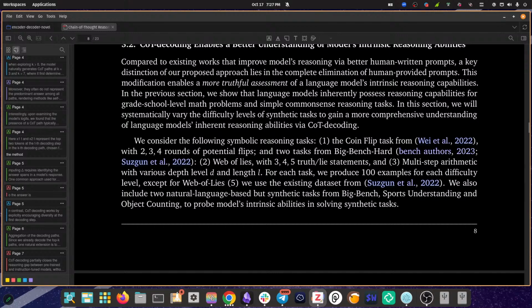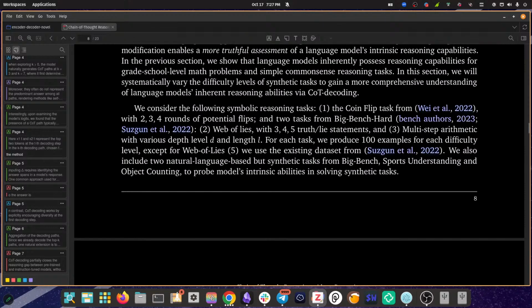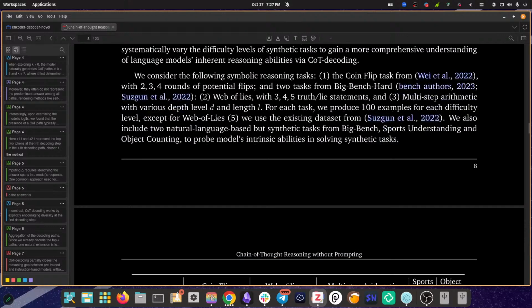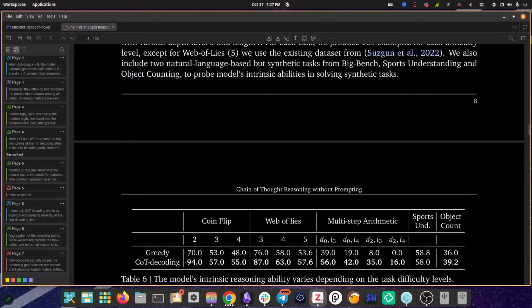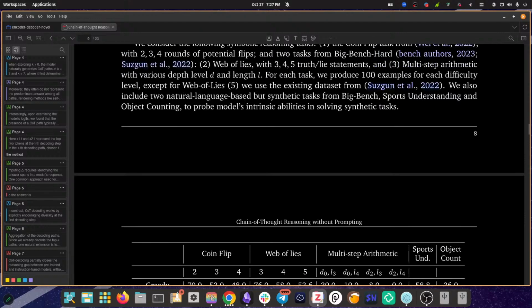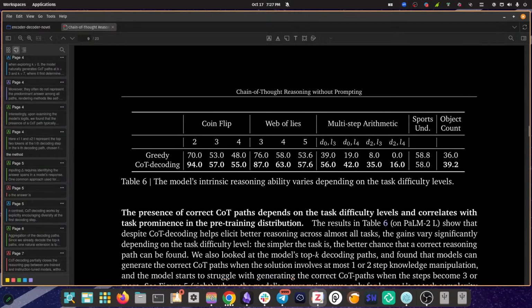We show that they possess reasoning capabilities for grade school math, and now we're going to vary the levels of the task to gain a more comprehensive understanding. Okay, sure. For each task, we produce 100 examples of each difficulty level except Web of Lies. We use the existing data set from Suzgun. We also include 2 natural language-based but synthetic tasks from Big Bench, Sports Understanding, and Object Counting to probe a model's intrinsic capabilities in solving synthetic tasks.